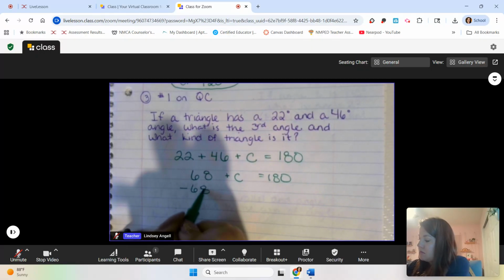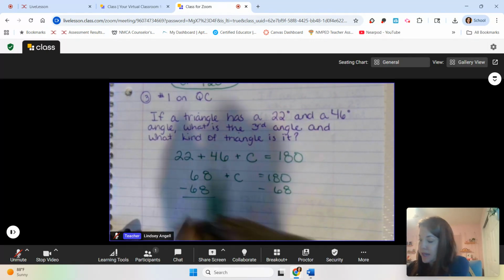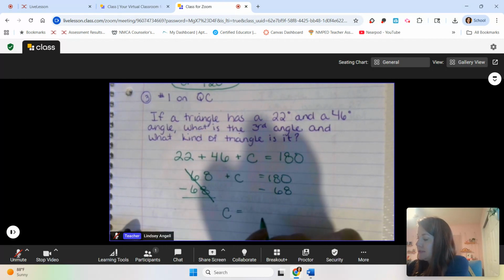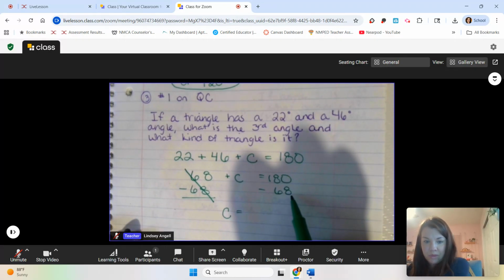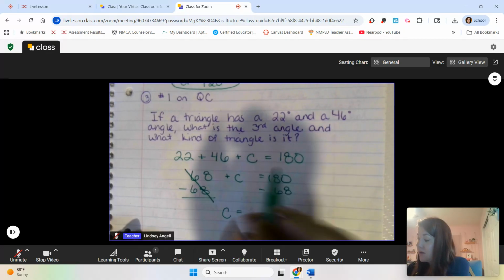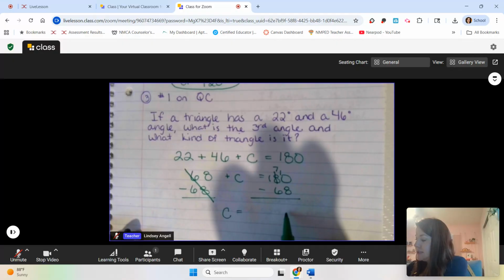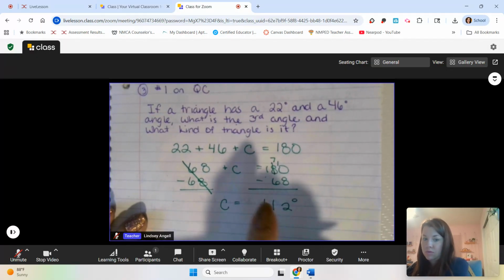Subtract it out. So got to do it on both sides, right? 68 minus 68, that equals 0. So those cancel, and I'm just left with C on the left. And then, let's see, 180 minus 60 is 120. Minus another 8 will give me 112, but let's go ahead and check it. I'm going to borrow. 10 minus 8 is 2, and then 17 minus 6 is 11. There's my 112. So C is equal to 112 degrees.